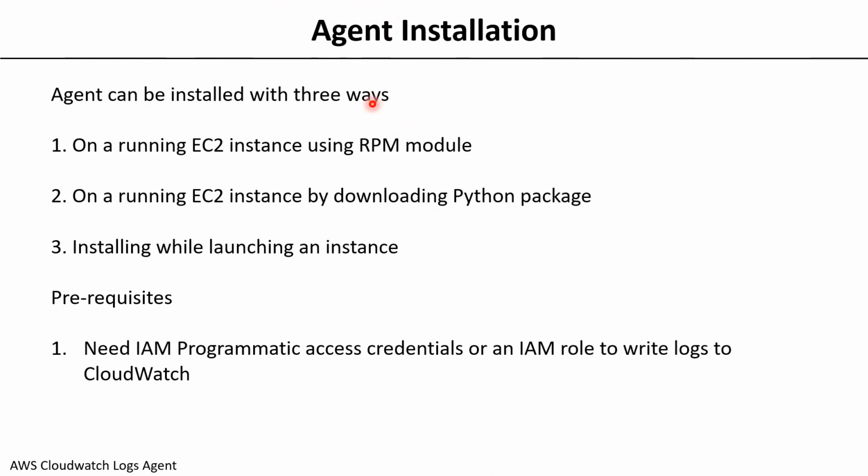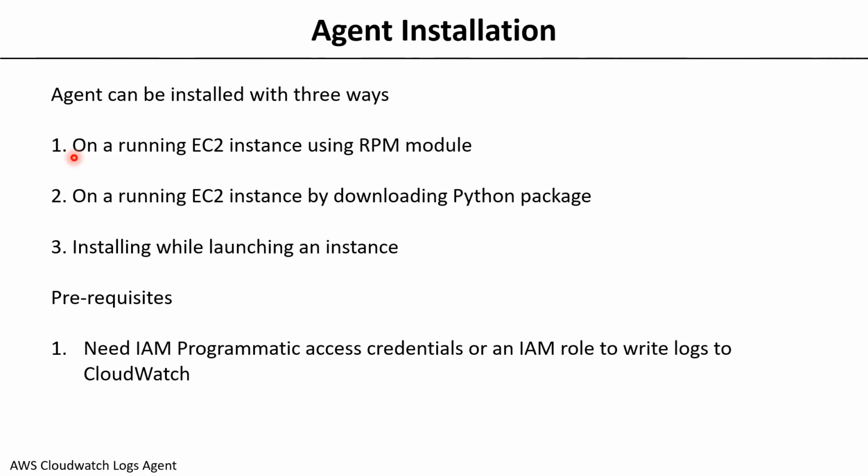Then agent installation. The entire activity here is in terms of the agent itself, right? The agent itself does a lot of activity. So you have to install the agent. By default, on any of the operating systems, this agent is not installed, so it is optional. If you really want this agent on EC2, you have to do the installation yourself. Then there are three ways of installing the agent.